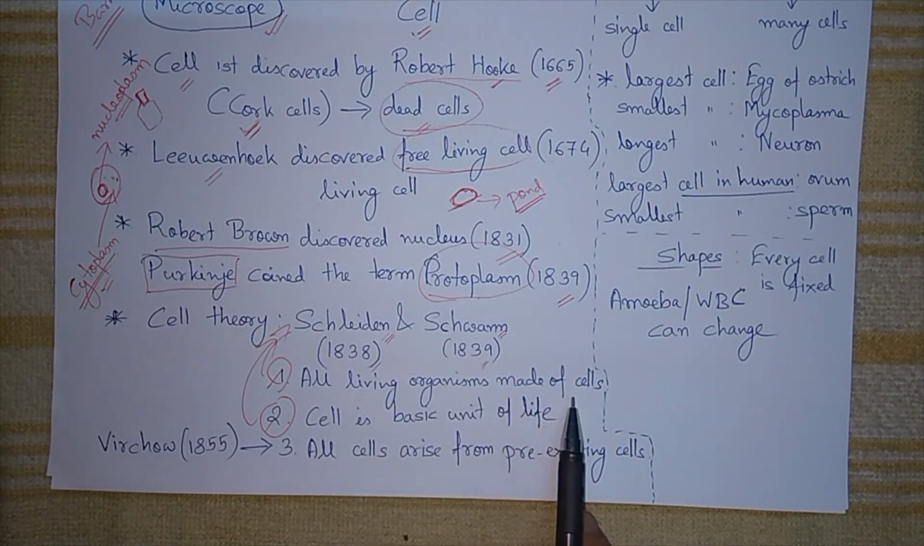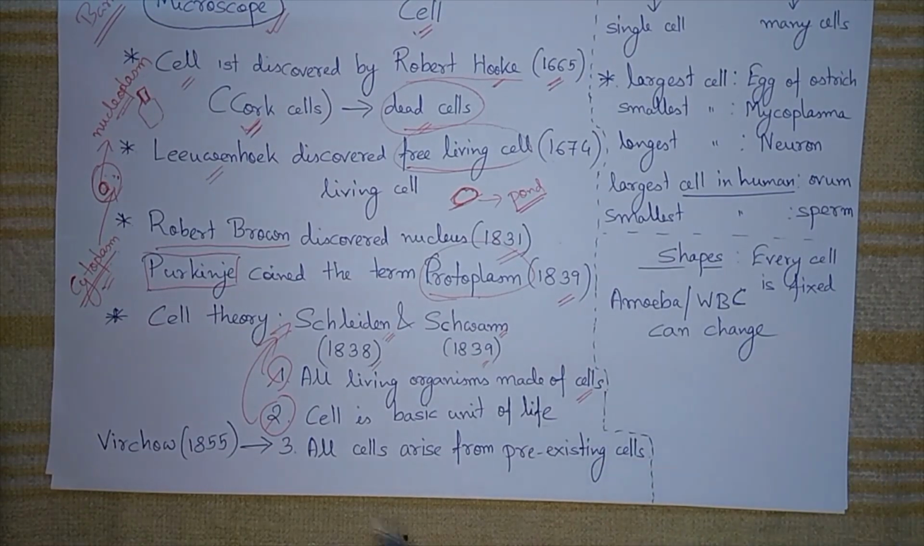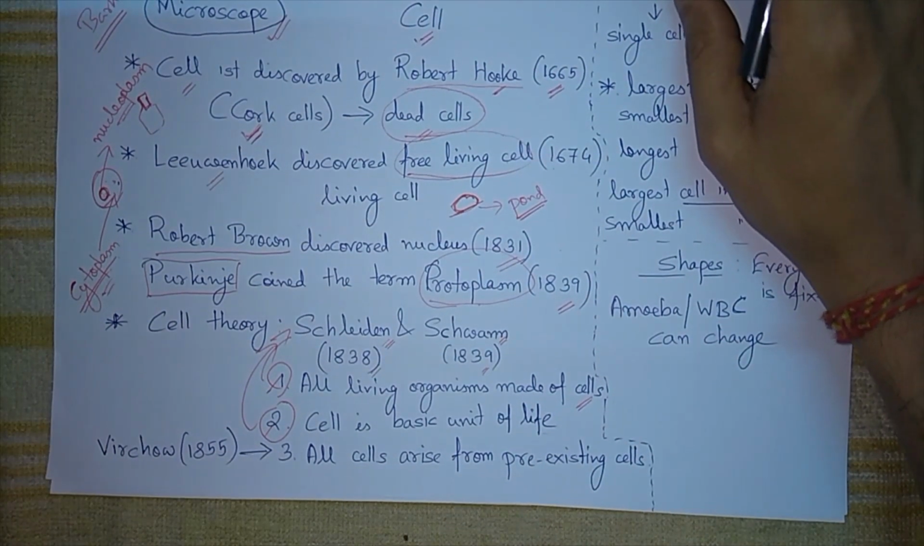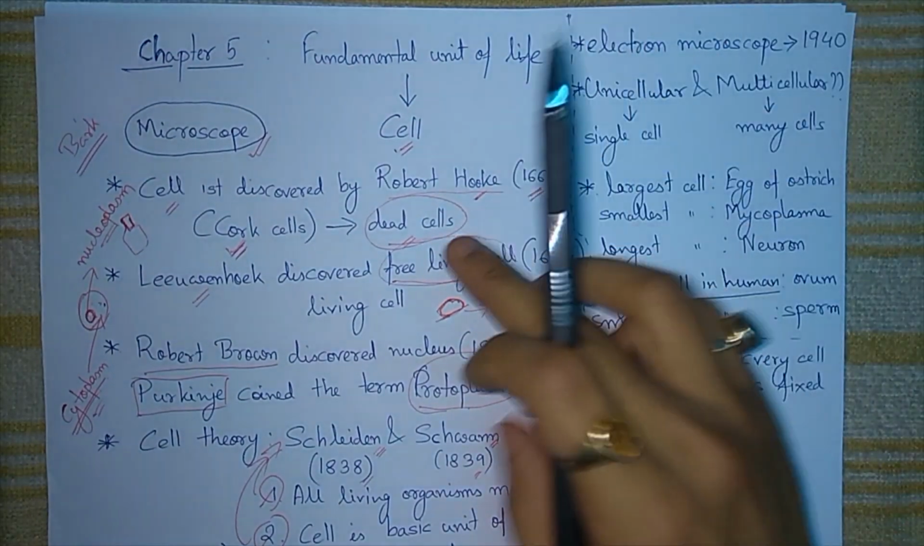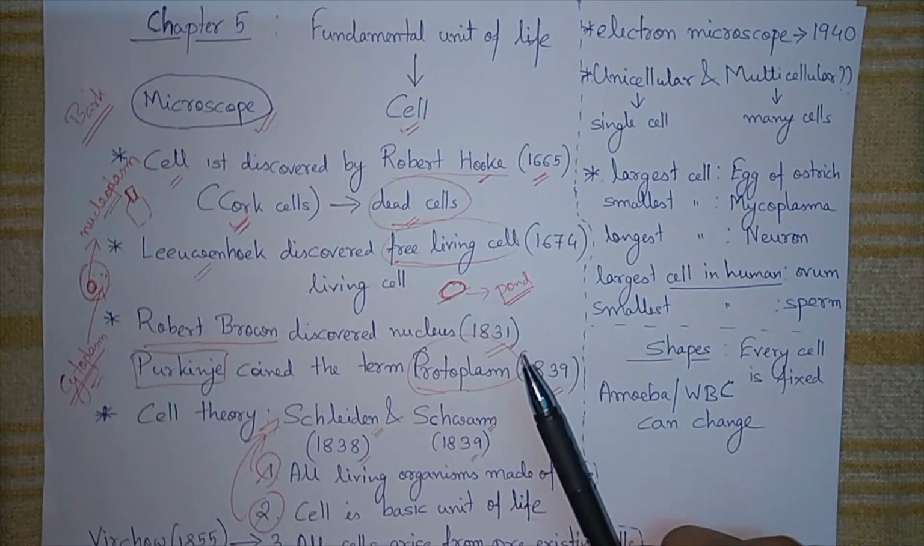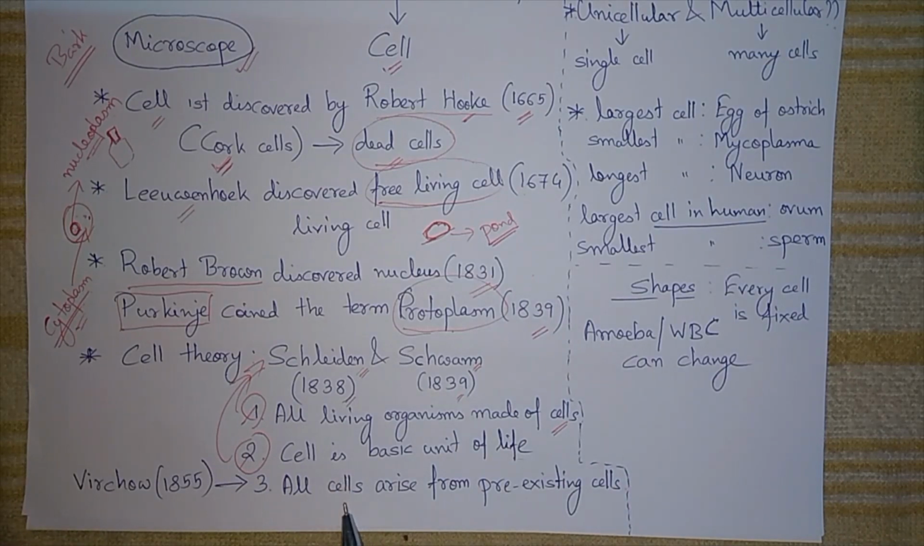All living organisms are made of cells. It may be a mango plant, a human being, a cow, a dog, or a cactus. Any living organism is made up of cells. The second point: the cell is the basic unit of life, which is the title of our chapter, the fundamental unit or basic unit of life. These two were the main important points of cell theory given by Schleiden and Schwann.